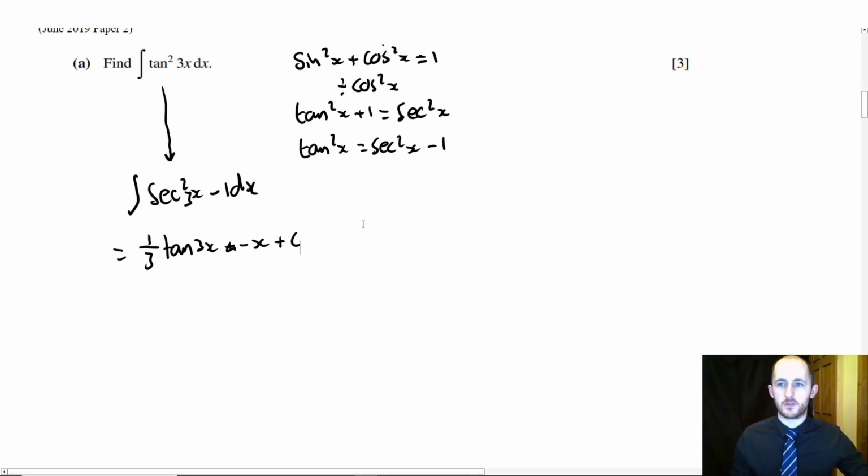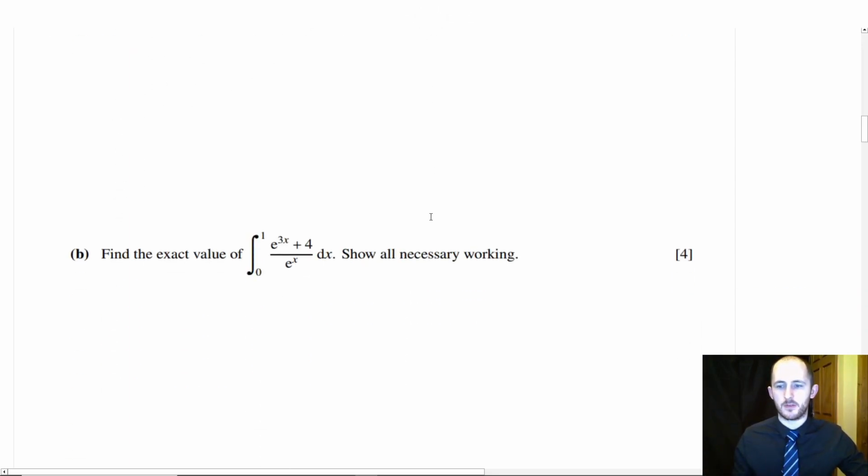Okay, so 3 marks, not too tricky. Again, you can remember these individual trig relationships here. I prefer just to remember the first one and derive the other two, because the less you have to remember, the easier your exam's going to be. You don't have to rely on your memory.